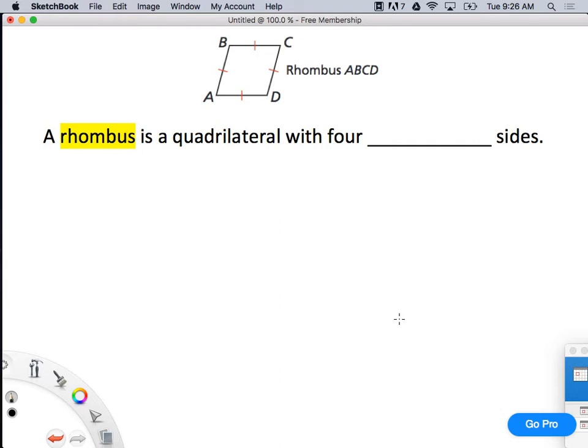A rhombus is a quadrilateral with 4 what sides? Congruent sides. Write that in. Congruent sides. A rhombus is a quadrilateral with 4 congruent sides. What does that mean? All the sides of a rhombus are congruent. They're equal in length, exactly.